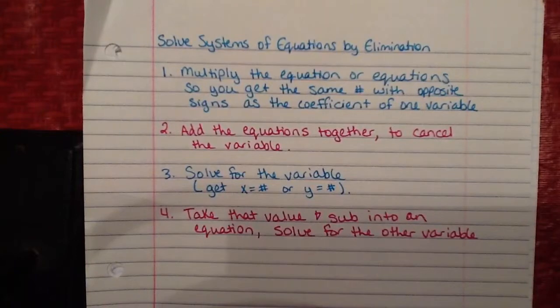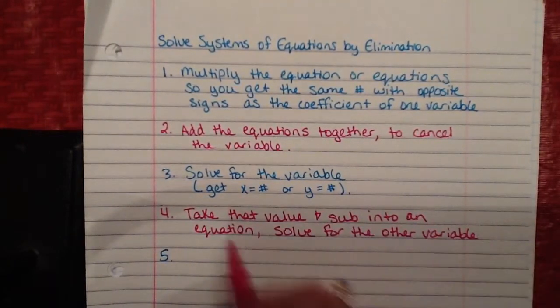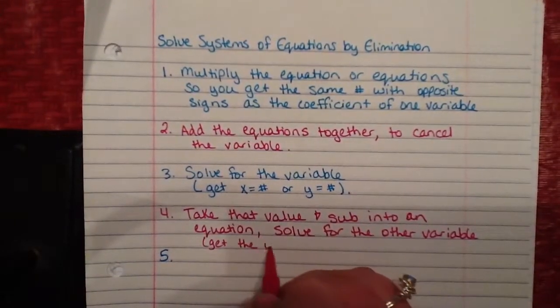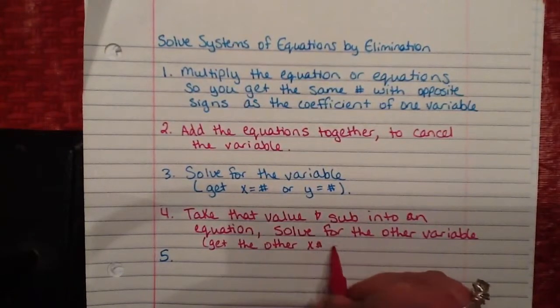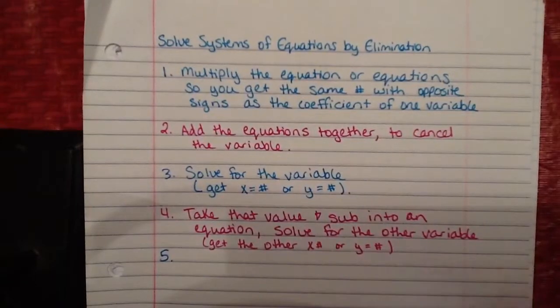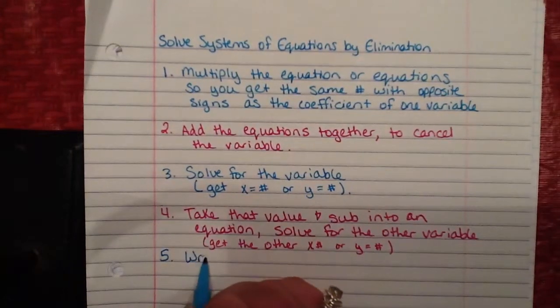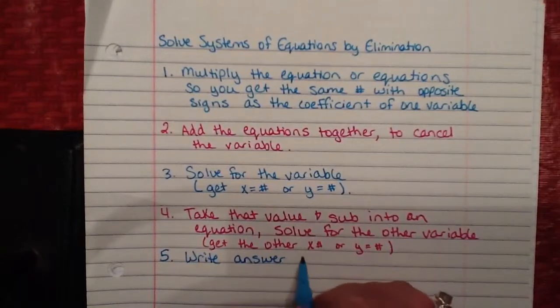And then just as we did in substitution, you need to make sure you get the other variable. So if you had x equals a number on step 3, then on this one you'll get y equals a number, or if you had y equals on step 3, on that one you'll get x equals. And then again, just like in substitution, we need to write our answer as an ordered pair.